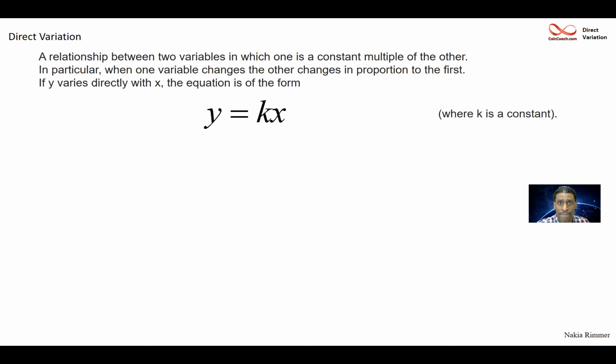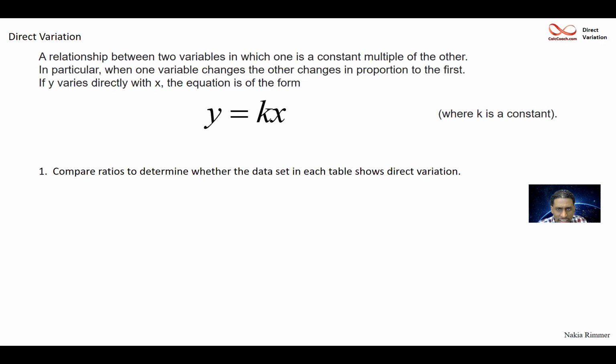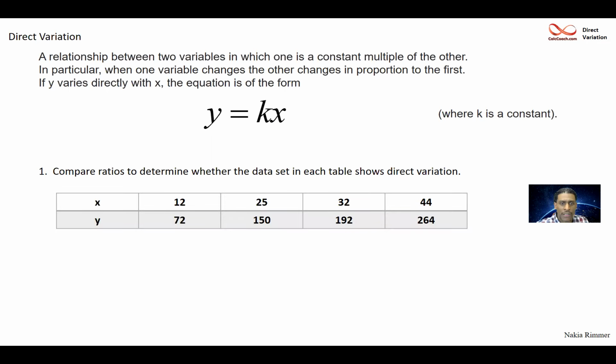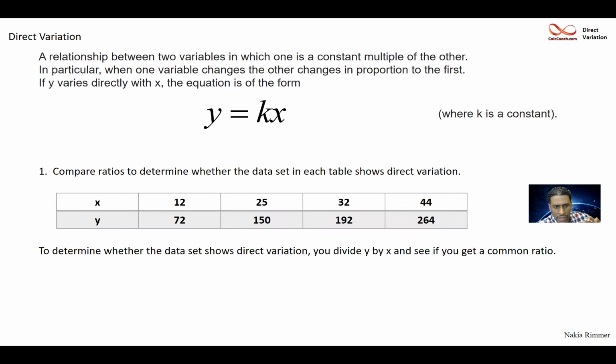All right. So if someone gives you a chart and they're asking you to determine whether this data set is going to represent a direct variation, you just have to divide and check. To determine whether the data set shows a direct variation, you divide the y by the x and see if you get the common ratio. And so 72 must be divided by 12.